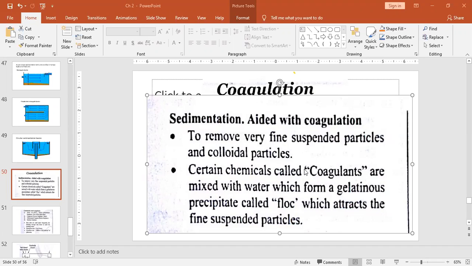So I request you to write down this slide. Write down a little fast. Coagulation, sedimentation with coagulation.